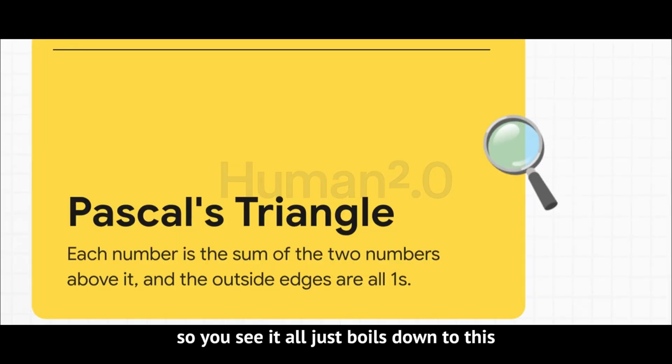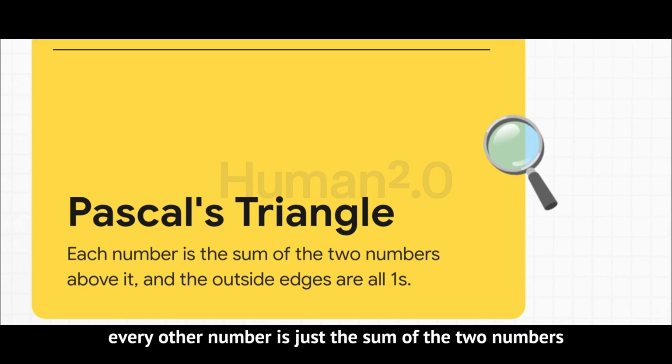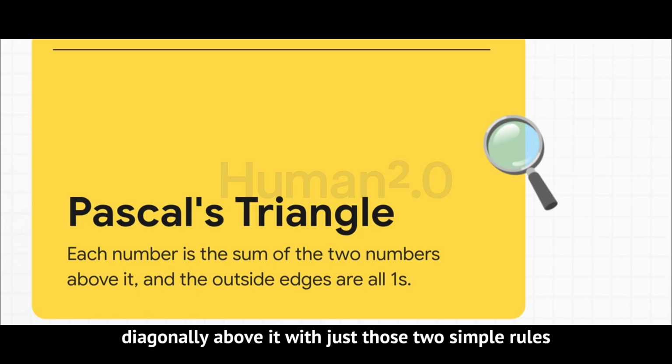So you see, it all just boils down to this. This one sentence has everything we need. Rule 1, the edges are 1s. Rule 2, every other number is just the sum of the 2 numbers diagonally above it. With just those 2 simple rules, we can build the whole thing.